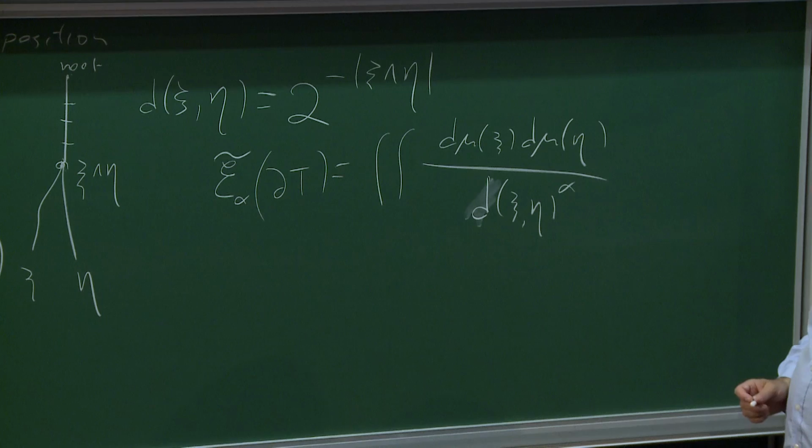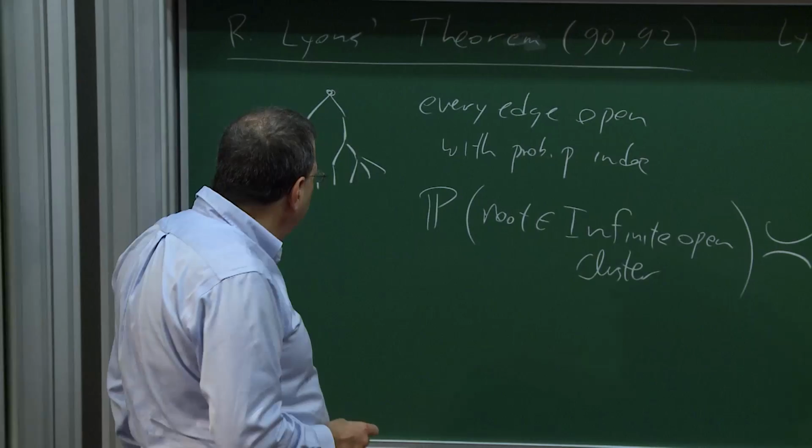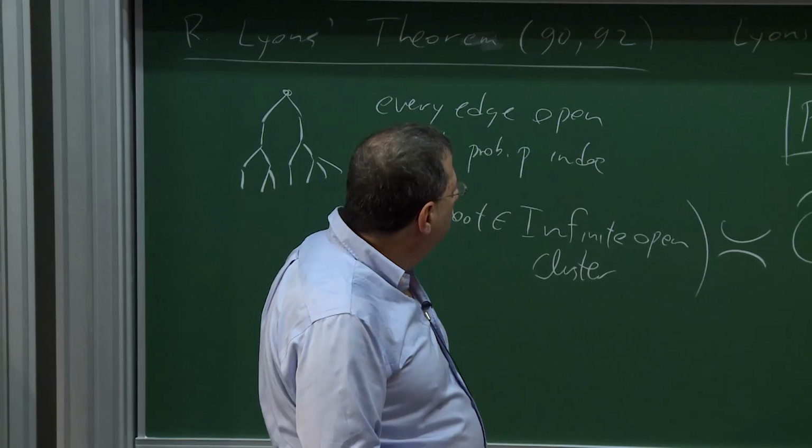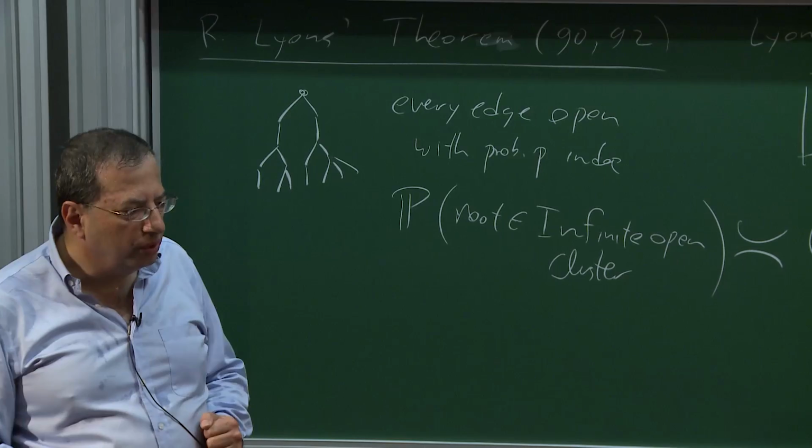Okay, so this is the alpha energy. So this is Lyons' theorem. So again, in this theorem also, one direction is easy to show: that the probability is at least the capacity is a second moment argument. The other direction needs some kind of a Markov property.